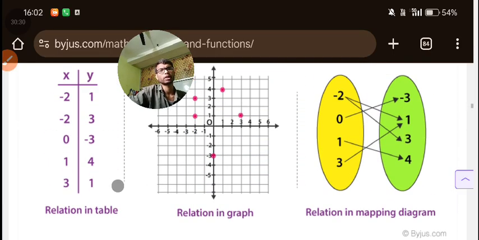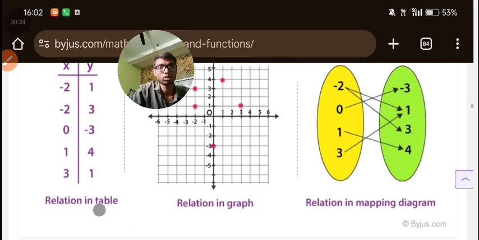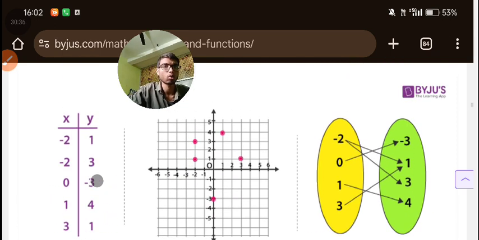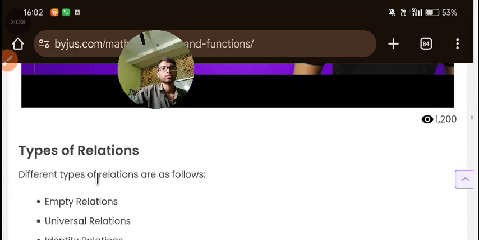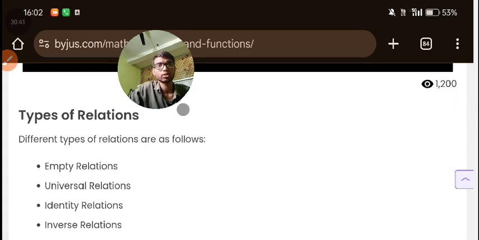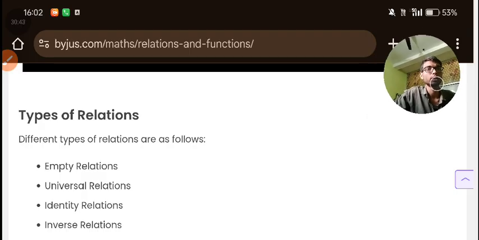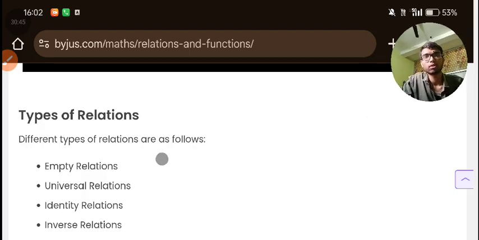Now I am crystal clear about relations, but not about functions. Types of relations, we are exploring in detail. Types of functions.